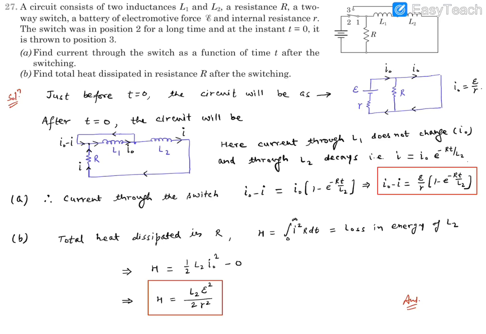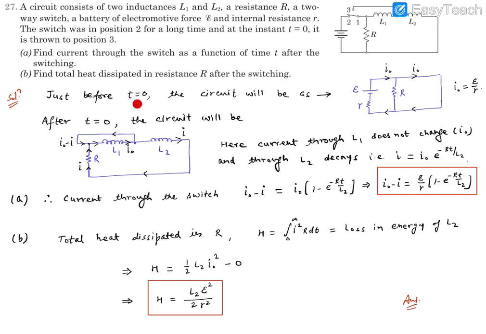Hello, here is question number 27, which reads: a circuit consists of two inductances L1 and L2, a resistance R, a two-way switch, and a battery of electromotive force E and internal resistance R. The switch was in position 2 for a long time, and at t equal to 0, it is thrown to position 3. We need to find the current through the switch as a function of time after the switching, and the total heat dissipated in the resistance after the switching.